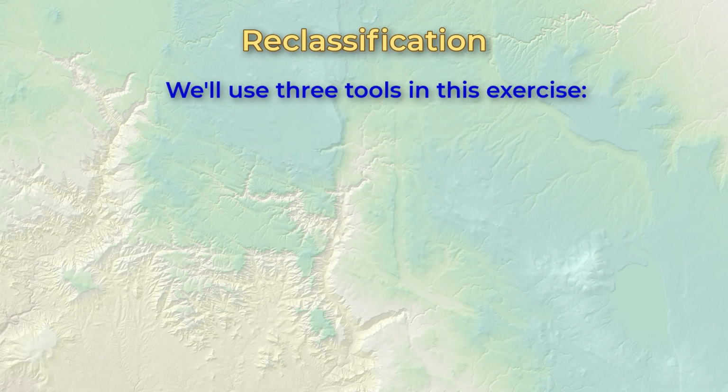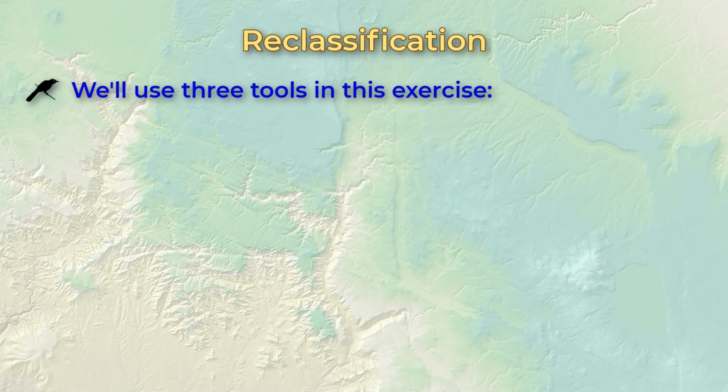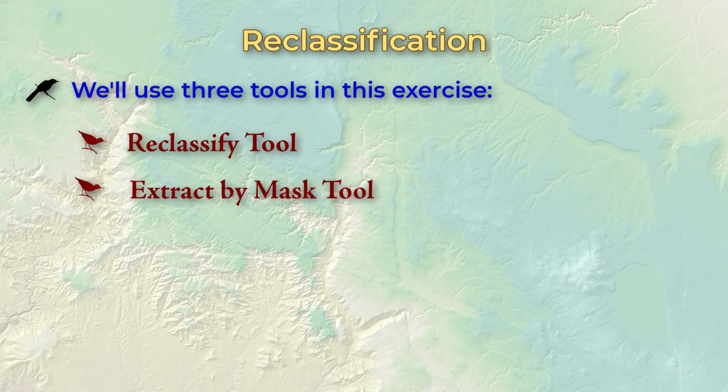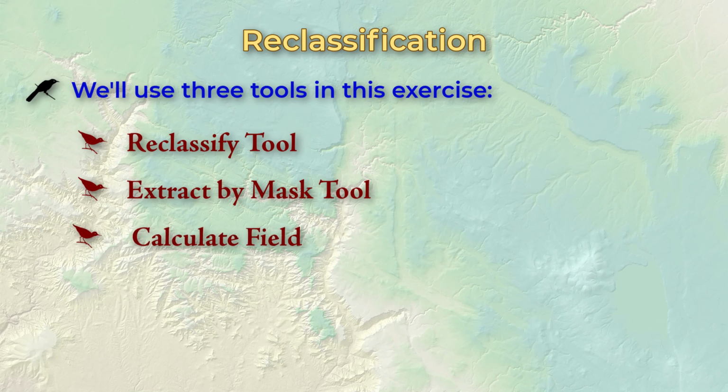Here we're going to try out one of our general raster tools that we discussed in lecture video 1, the Reclassify tool. We'll also see one way to clip a raster dataset to a polygon, and we're going to use the Extract by Mask tool for this. And we'll also use the Calculate Field tool to calculate proportion values to all rows in an attribute table.